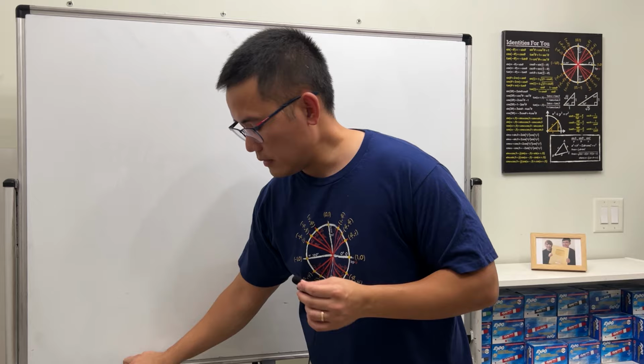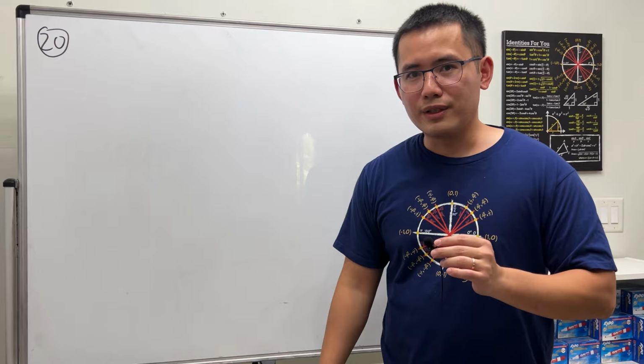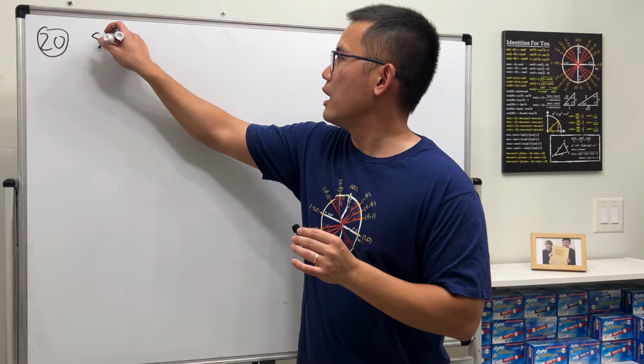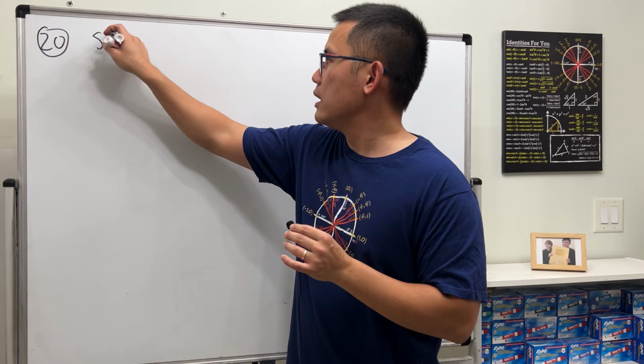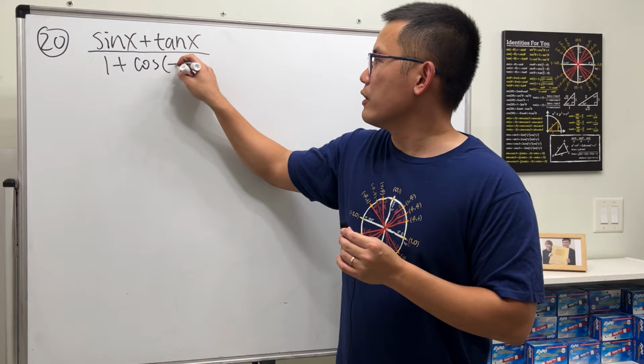All right, just a couple more to go. 5 more to go. Number 20. Let me know what you guys are doing. Number 20, we have sine x plus tangent x over, on the bottom we have 1 plus cosine of negative x.